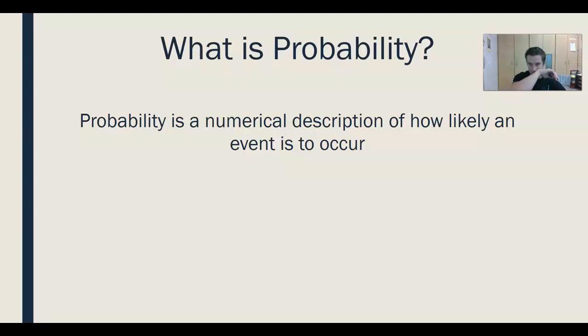Anyways. Okay, what is probability? When I say the word probability, what do you think of? Well, probability is a numerical description of how likely an event is to occur. So, how likely is it that something's going to happen? What's the probability that it's going to rain tomorrow? What's the probability that I roll a 1 if I roll a standard dice? What's the probability that I'm going to draw a jack out of a deck of cards? Things like that. That's what probability is. It's a numerical way of describing how likely something is to happen.